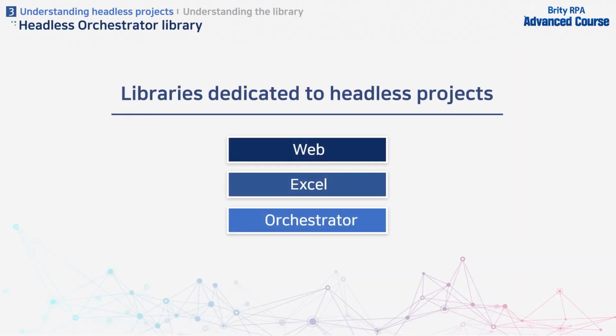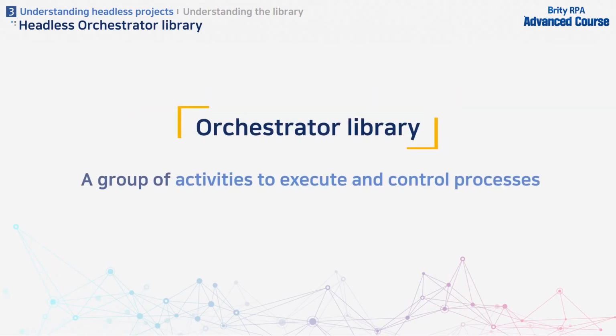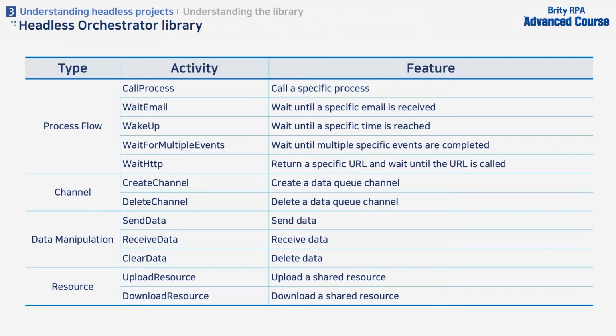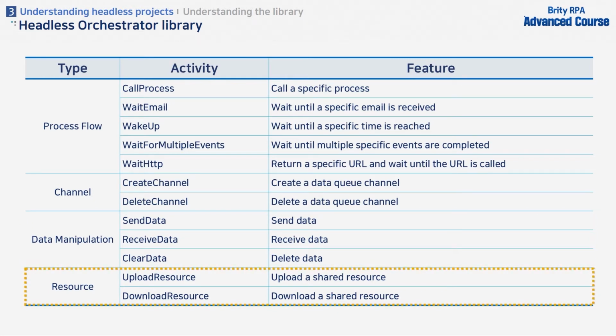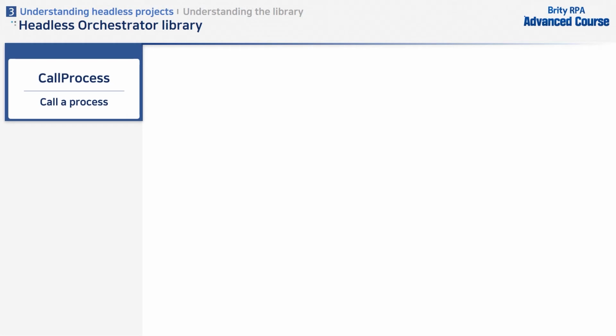Finally, let's take a look at the activities included in the Orchestrator library. The Orchestrator library is a group of activities for executing and controlling processes. Main libraries in the Headless Orchestrator library include libraries for controlling process flows and libraries for creating and deleting channels to utilize the data queue. Also, there are libraries for sending or receiving data to or from other processes by utilizing the data queue and deleting the data, and libraries for uploading or downloading shared resources. Now, let's find out how to utilize the activities included in the Headless Orchestrator libraries.